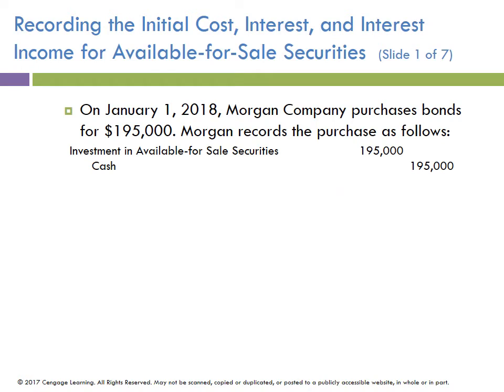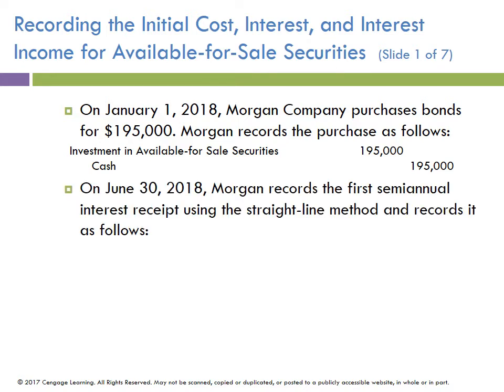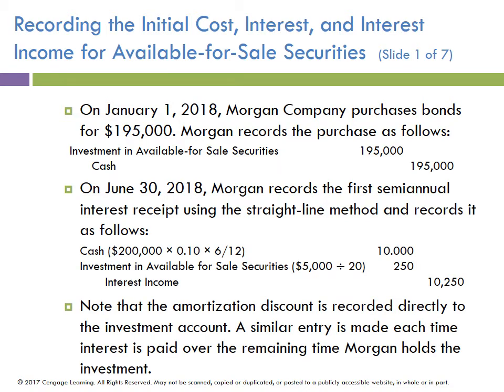On January 1, Morgan Company purchases bonds for $195,000: debit investment, credit cash. These are in the available for sale category. They're going to hold them more than 3 to 5 months. That's their intention, but they're not going to hold them to maturity. On June 30th, when the company receives its first semi-annual interest payment, they use straight line to record any bond discount. They're going to debit cash for $200,000 times the interest rate of 10%.